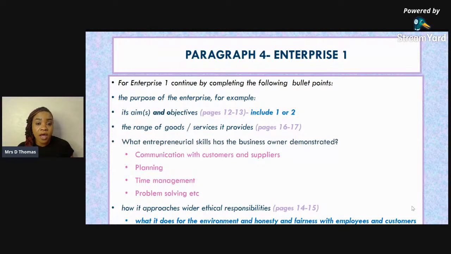Do they do, for example, banking services, or do they have something like a Western Union where they send money abroad, overseas to other people? What services do they offer? What entrepreneurial skills has the business owner demonstrated? So these are the skills. As I said before, you have your communication with customers and suppliers. That's a skill. You have planning.